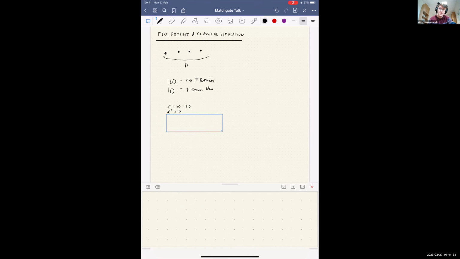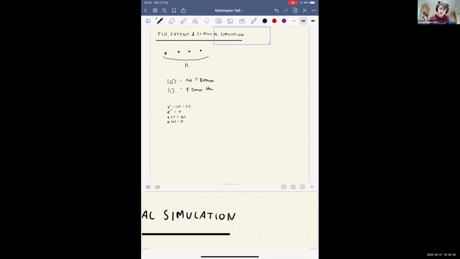And I used this notation A dagger without explaining why, but essentially creating a fermion is the same as annihilating a fermion kind of back in time. There's some sort of time symmetry. So A has to do kind of the same thing. A applied to 1 has to be 0, and A applied to 0 has to be the number 0, because you can't annihilate something twice. Fine. And these are going to be defined for each position in our discrete n point space, or alternatively, they're going to be defined for each qubit.